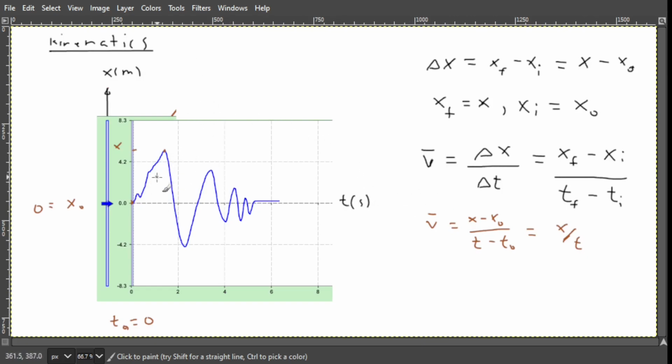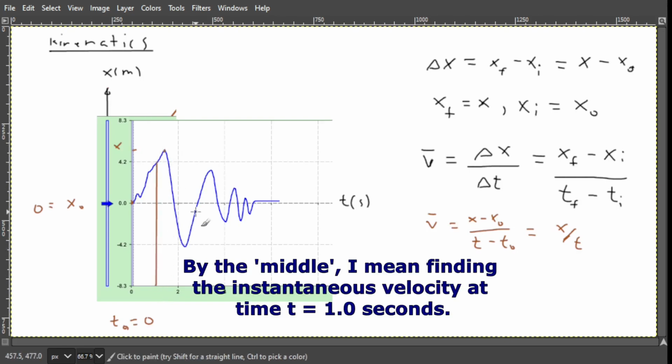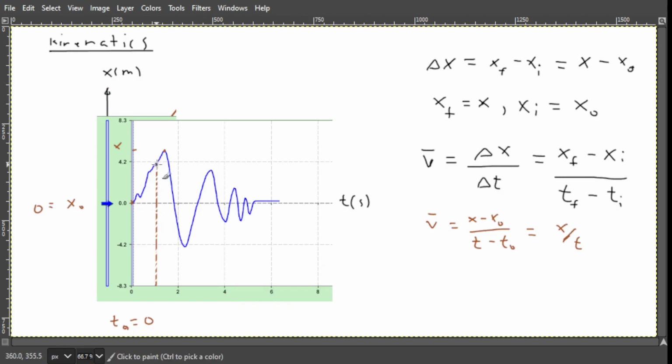Let's look to see if we can figure out what the instantaneous velocity is at any particular given time. So let's say, what's the instantaneous velocity right in the middle here? Let me guess my way to the middle, somewhere right there. Okay, what is the instantaneous velocity right at that spot? So how do we get instantaneous velocity?